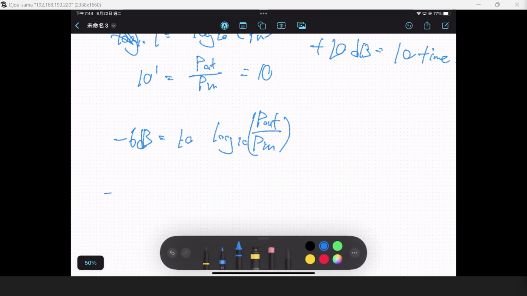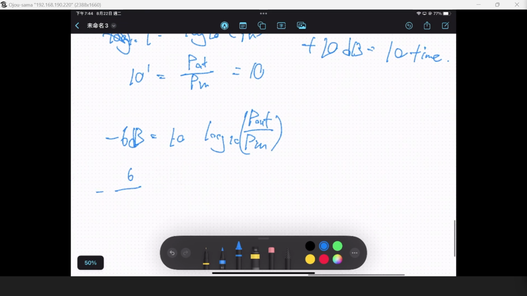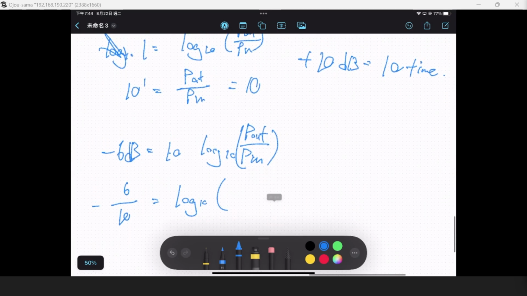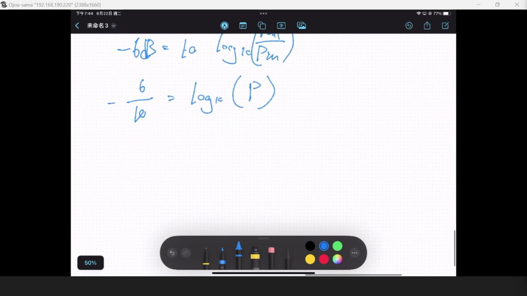Negative 6 over 10 equals log 10. I will just skip this part, I will just give a p. Okay, I'm lazy. P equals 10 to the power negative 3 over 5. So you can know what is 10 to the power negative 3 over 5.